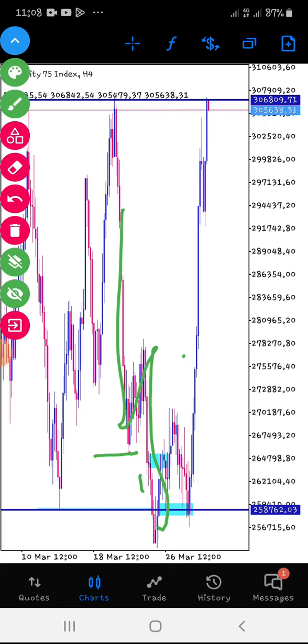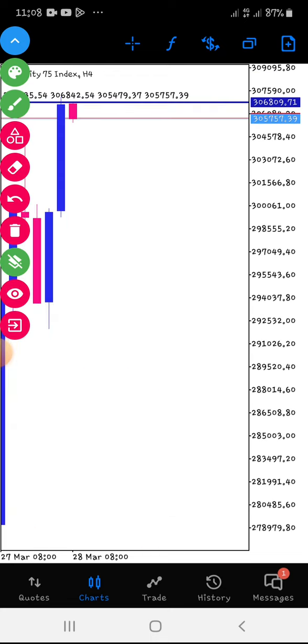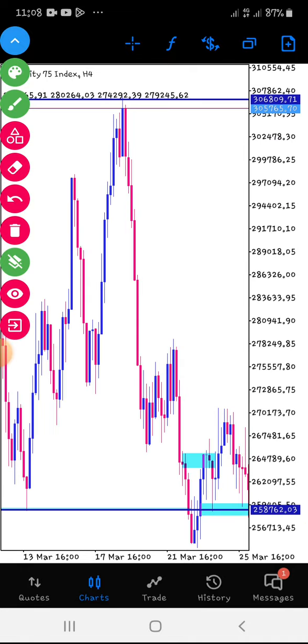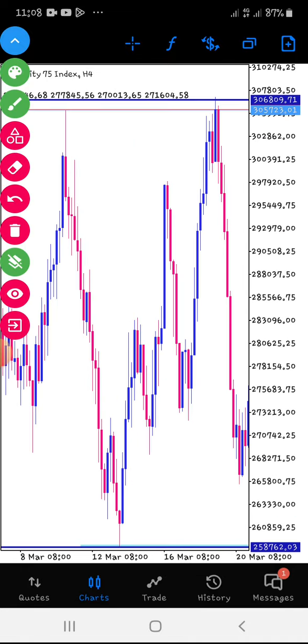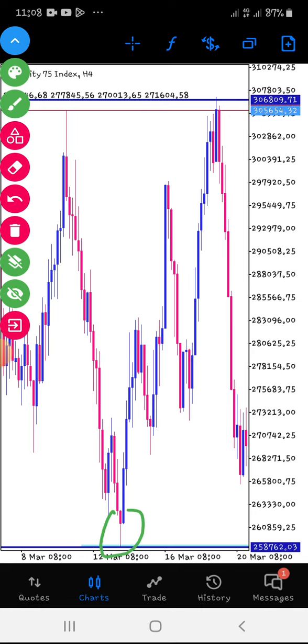there were more candles. We can see 1, 2, 3, 4, 5 almost candles. But what we have to consider is the last liquidity sweep. This is our last liquidity sweep. So you can see here at this moment, around this place, guys, around this was our last liquidity sweep.